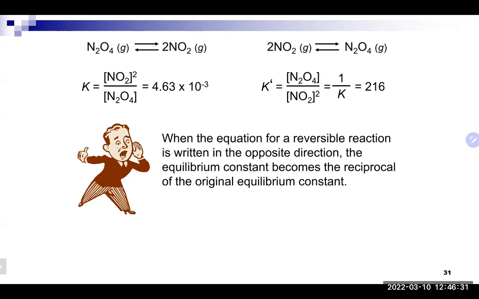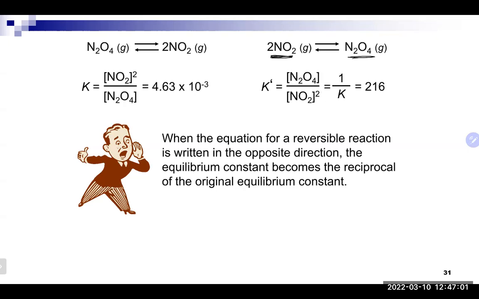So if we look at N2O4 going to 2NO2, the equilibrium constant value for that particular reaction is 4.63 times 10 to the minus 3. If we needed to reverse this reaction, basically make our products our reactants and our reactants our products, we write our equilibrium expression. And what it ends up doing to the equilibrium expression is you take 1 over the K value. It's basically the inverse of the original equation.